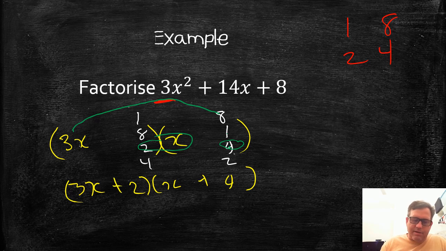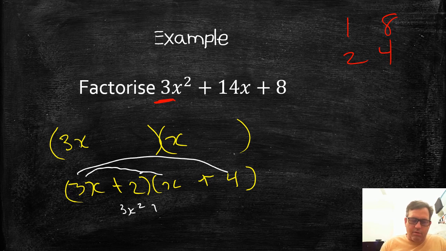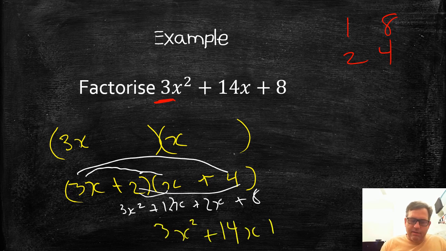Now, does it matter this time? Well, yes, it does. It does matter where the 2 and the 4 goes. Let's check this. Pay attention to what's going on here when we check it. I'm going to get rid of these numbers up here. We're done and we've used them. Okay, so I'm going to do 3x times x, which is 3x squared. That's great. I'm going to do 3x times 4, which is 12x. I'm going to do 2 times x, which is 2x, and 2 times 4, which is 8. Combine and simplify, I get 3x squared plus 14x plus 8.